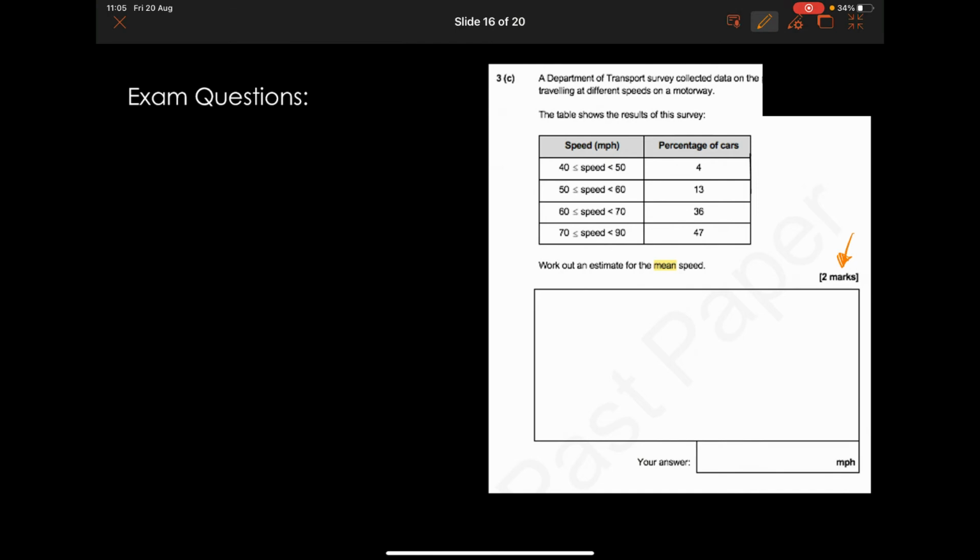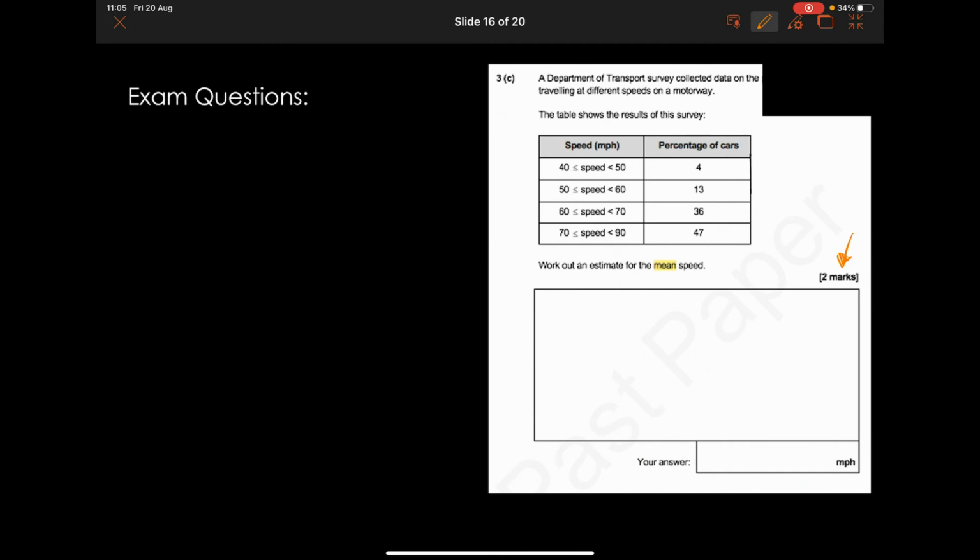Okay, so if you'd like to pause the video and have a go at this question, then go ahead. This is exactly what we've been doing in the lesson. So pause the video, have a go, and press play for the answer. Okay. If you've had a go, it says here that a Department of Transport survey collected data on the percentages of cars travelling at different speeds on a motorway. The table shows the results of this survey.